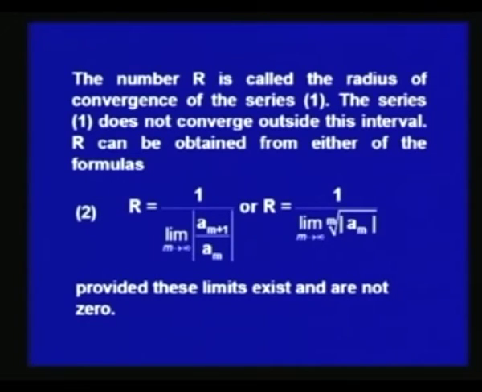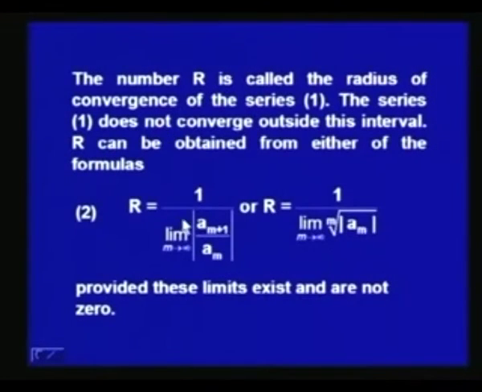The value of r can be obtained from one of these two formulas, that is r equal to 1 over limit m tends to infinity mod of a_(m+1) over a_m, or r equal to 1 over limit m tends to infinity mth root of mod of a_m, provided these limits exist and are not 0. If these limits are 0, then the series converges only at the center.